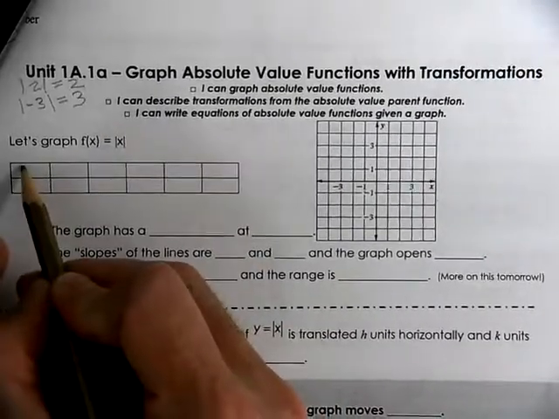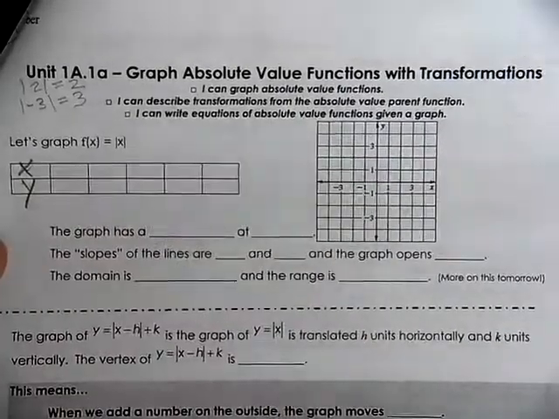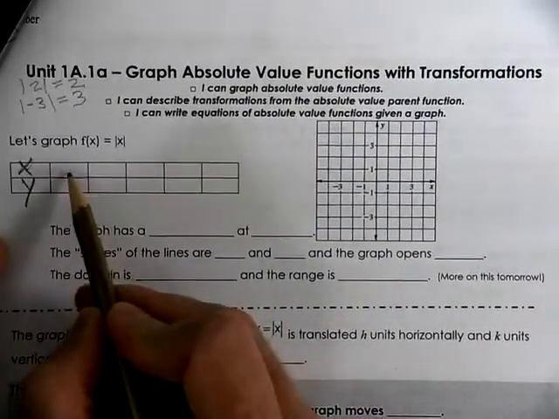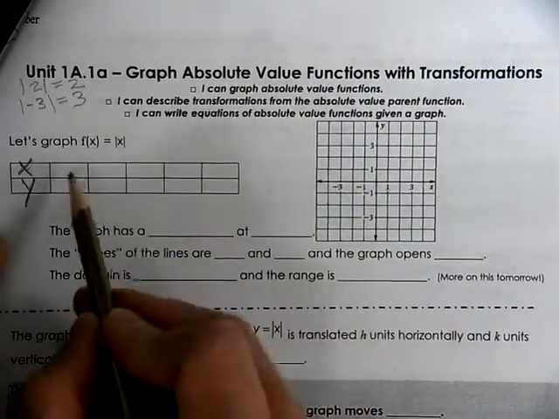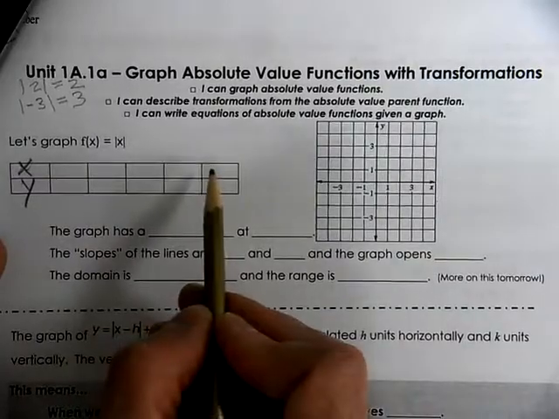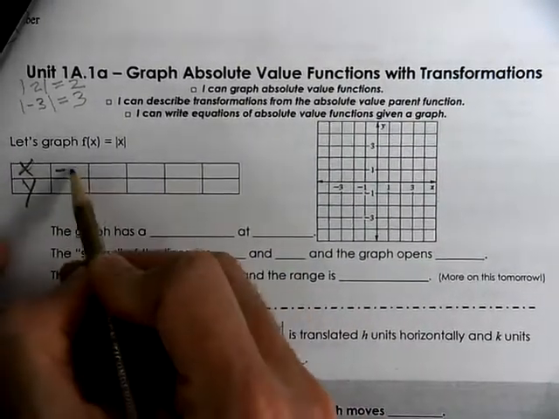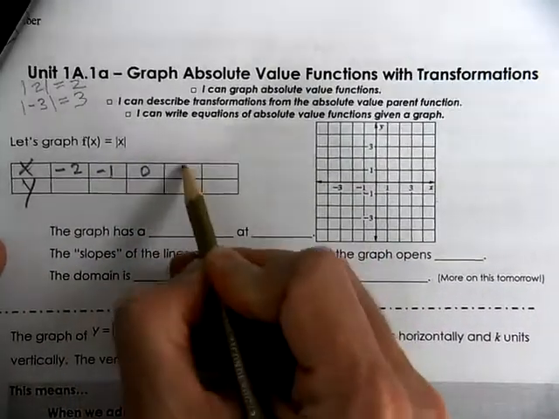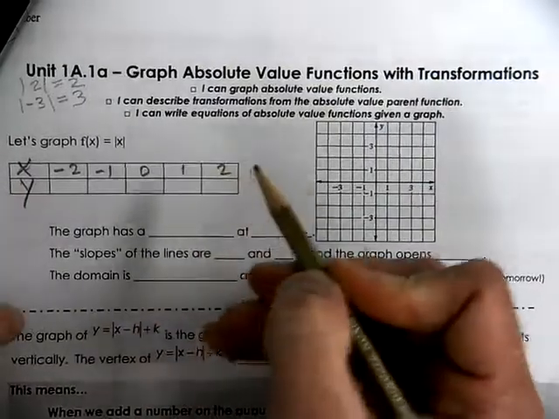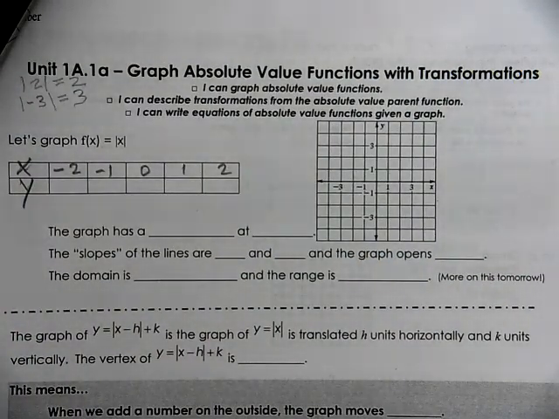So when we're talking about the table for our absolute value graph, we're going to plug in x values, negative values and positive values. So -2, -1, 0, 1, and 2. We could have spaced it out more. You could have picked any x values you wanted to.